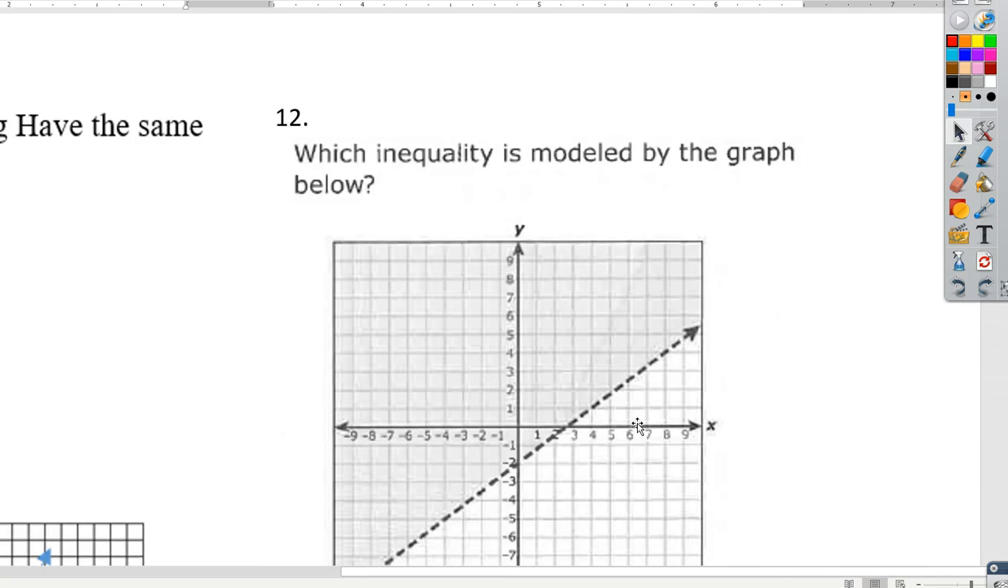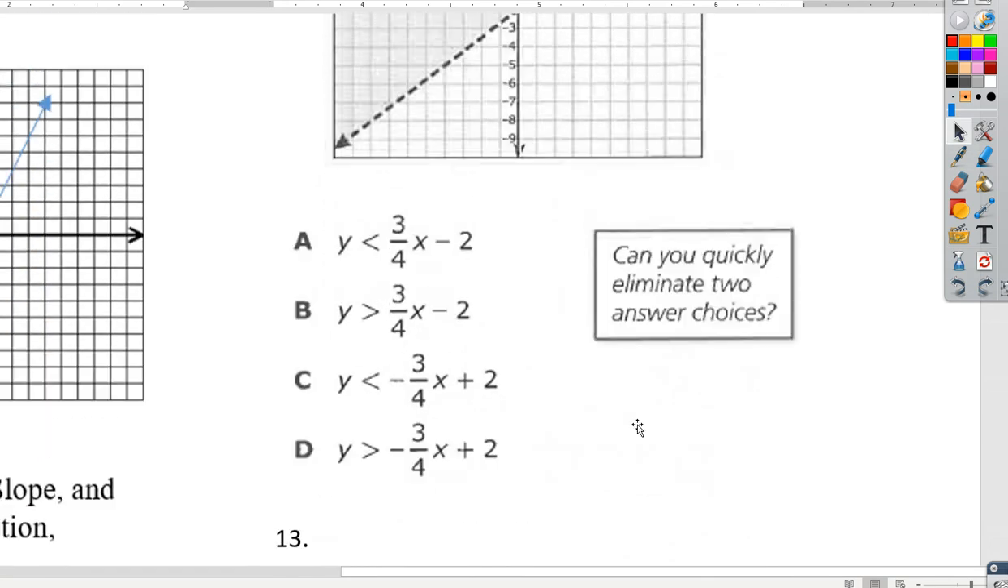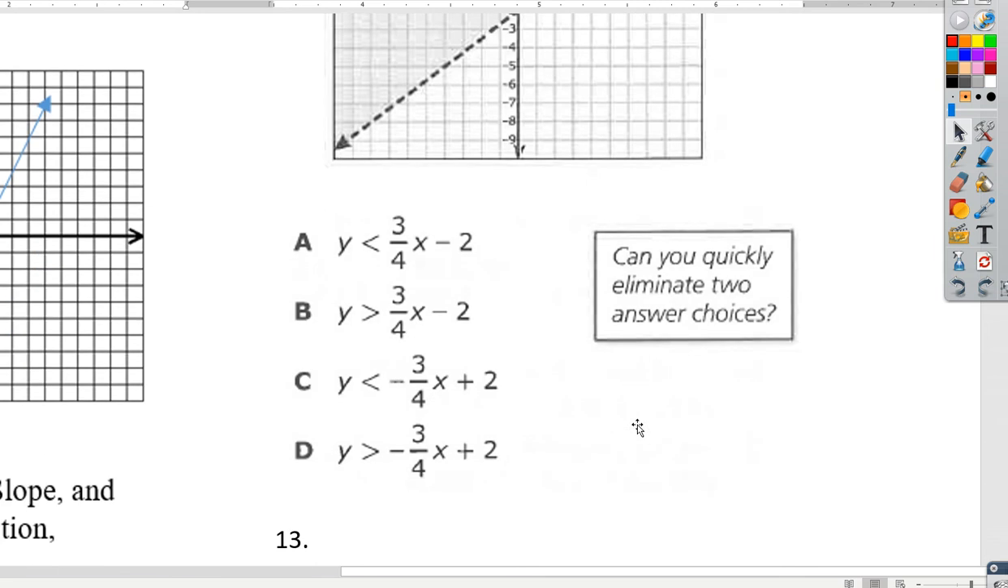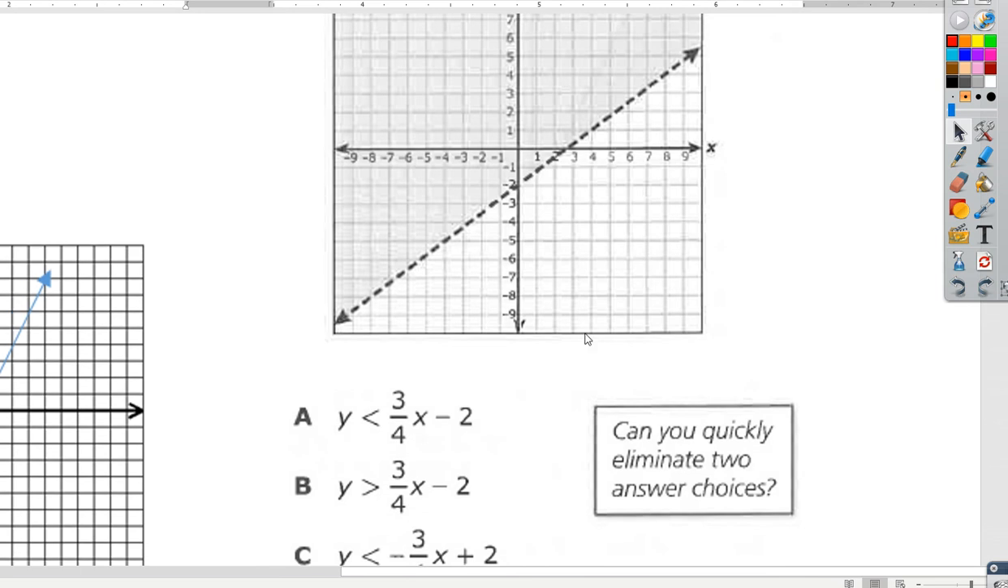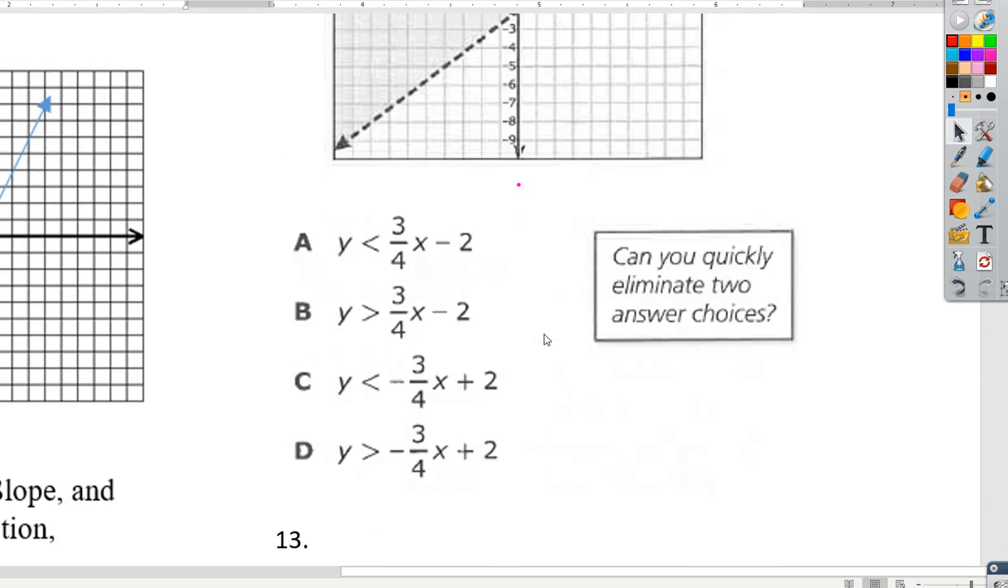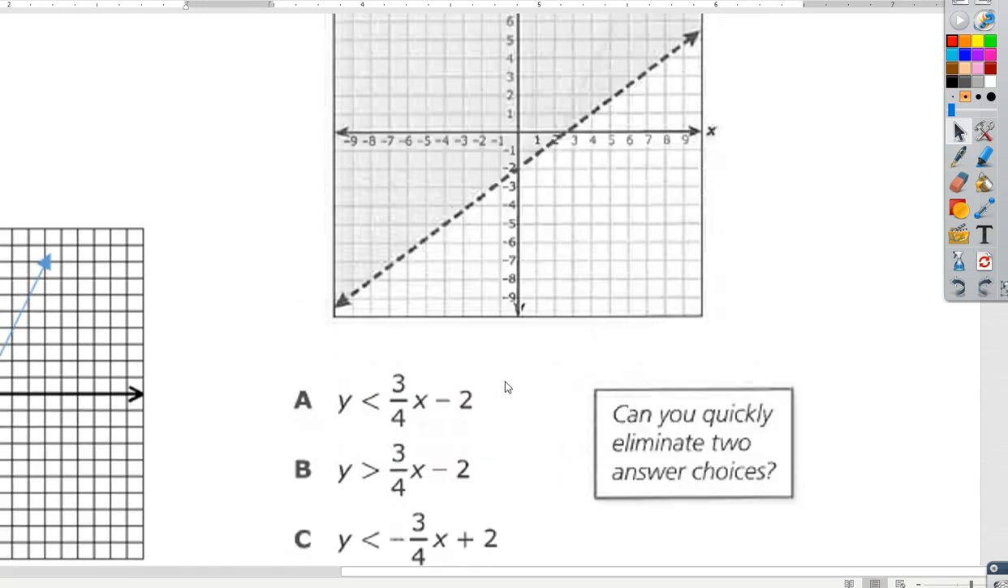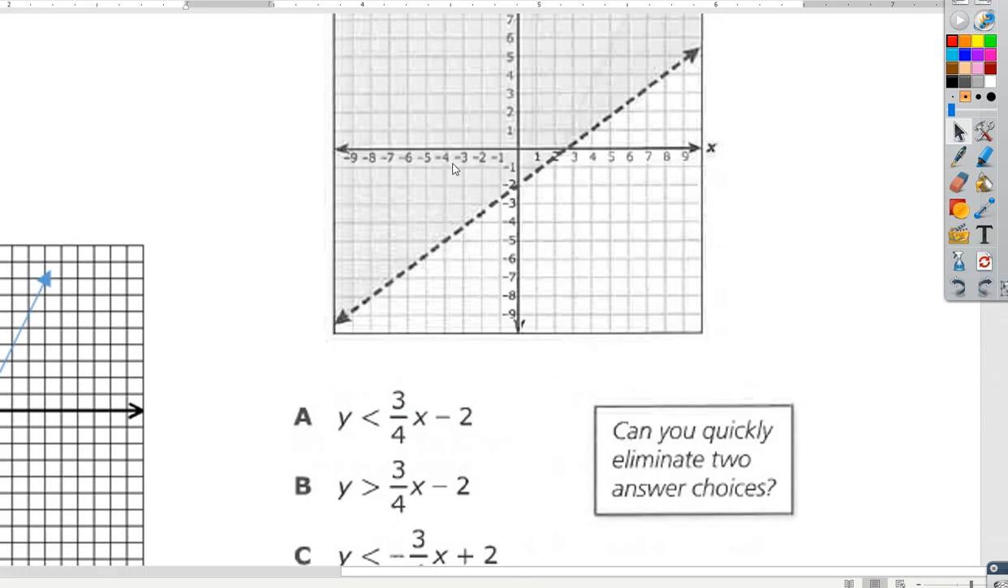Number 12, it says which inequality is modeled by the graph below. Okay, easy. You already know your starting point is negative 2, right? So you can eliminate the ones that don't start with negative 2. Cross that out because it's a positive 2, that's a positive 2. Then if you go back and look at the graph, it's shaded above. Which one of these shades it above, and you'll have your answer.